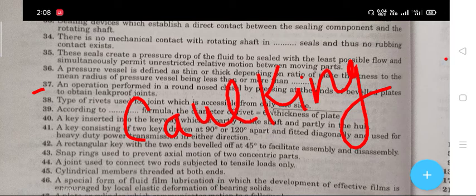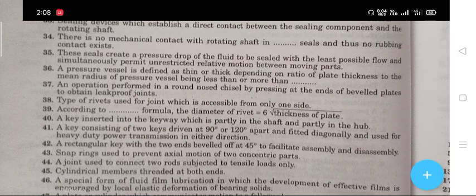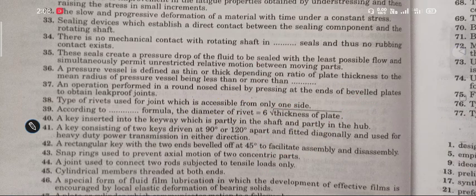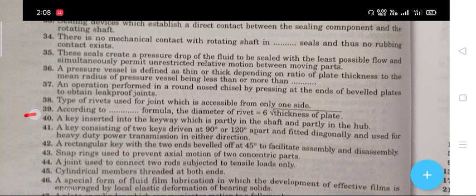Next question. Question 38. Type of rivets used for joints which are accessible from only one side. The right answer is blind rivets. Next question, question number 39.